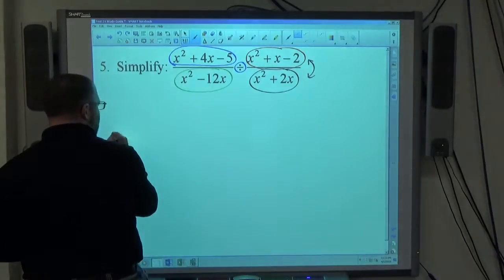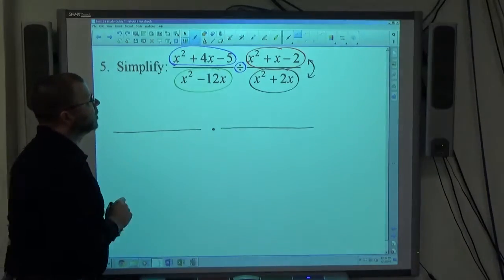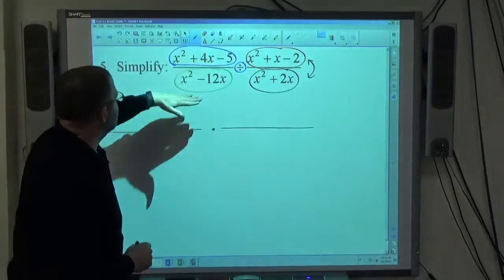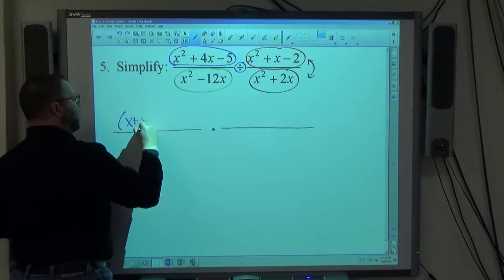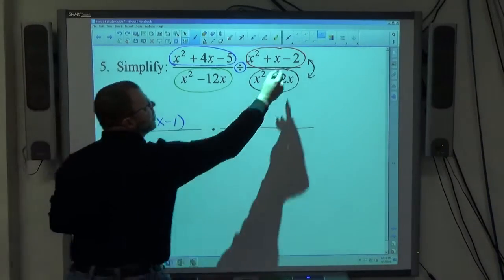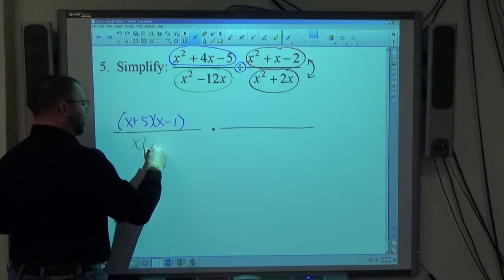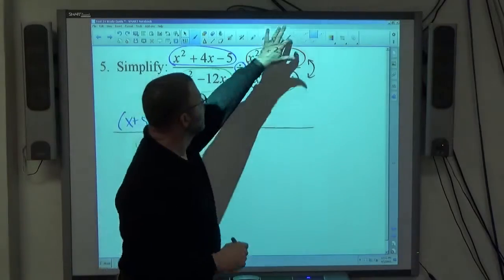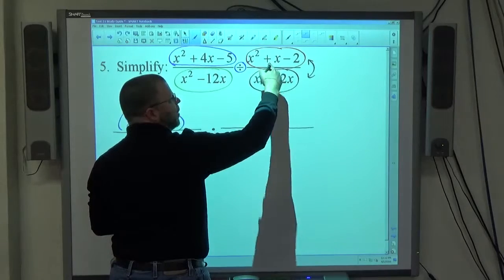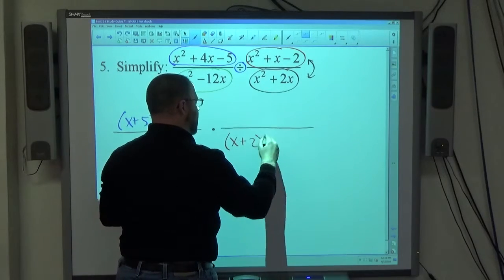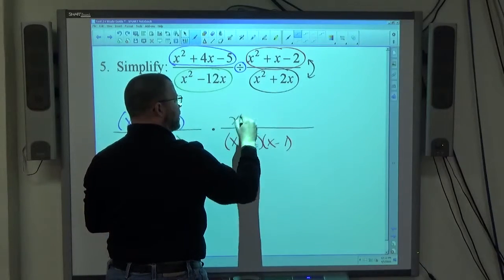So if I go ahead and create the structure that I'm looking for, fraction times fraction, I'm going to factor this on top, positive 5 and negative 1, 5 minus 1, so x plus 5 times x minus 1. Binomial, greatest common factor of x, take x out, x minus 12 is left over. I'm factoring the red on the bottom, positive 2 and negative 1, 2 minus 1. So x plus 2, x minus 1. And the black one's going to go on the top, common factor of x, take that out, x plus 2 is left over.